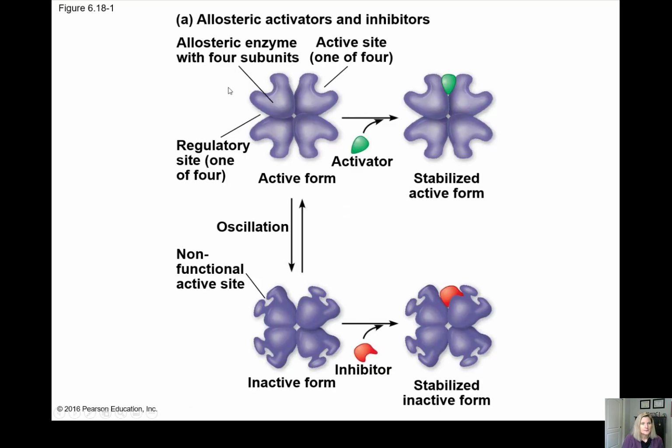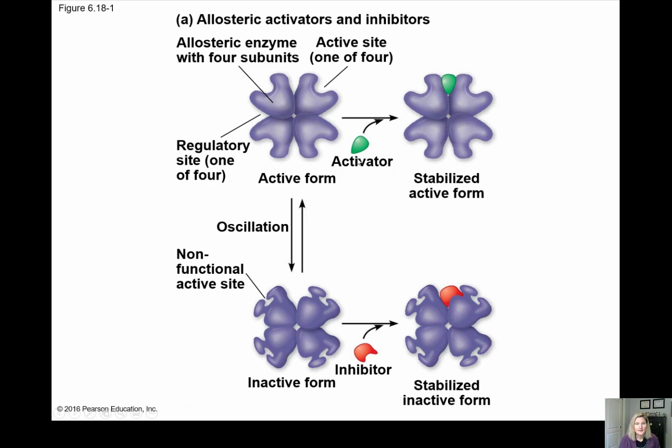So here's an example of an allosteric enzyme. You can see in this enzyme we have 4 different active sites, okay? And when we have some sort of activator, it's going to basically activate the enzyme's sites. So it's going to stabilize this protein molecule so that these active sites can receive substrates.